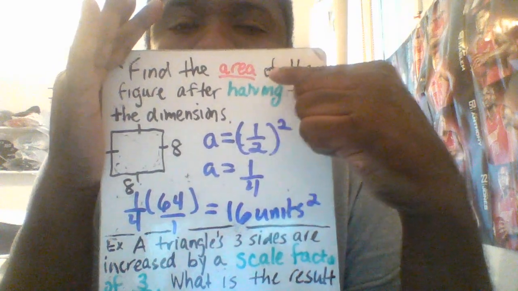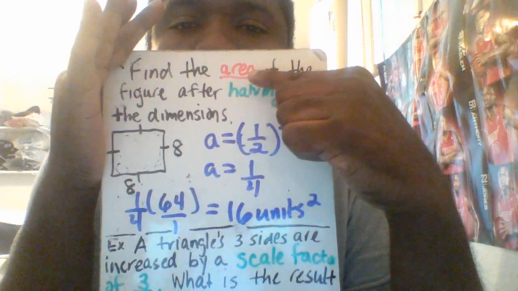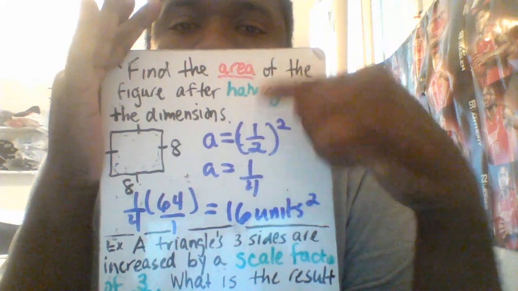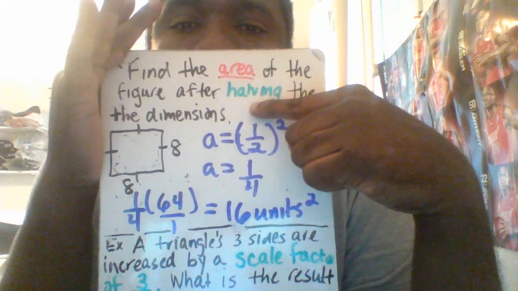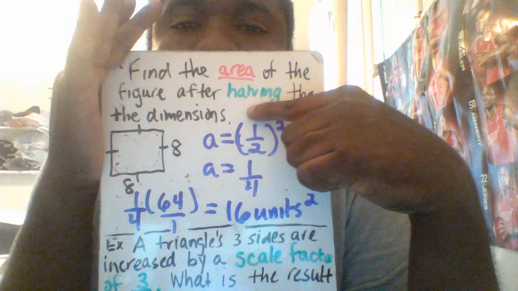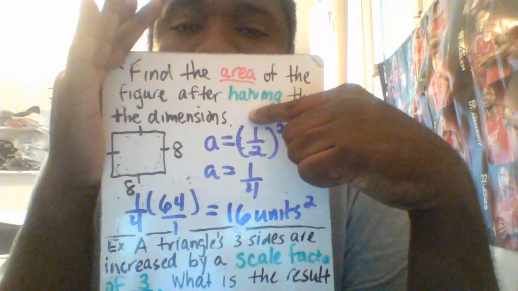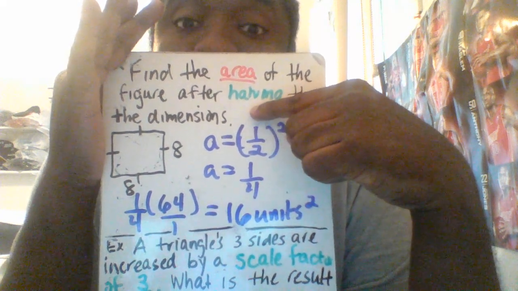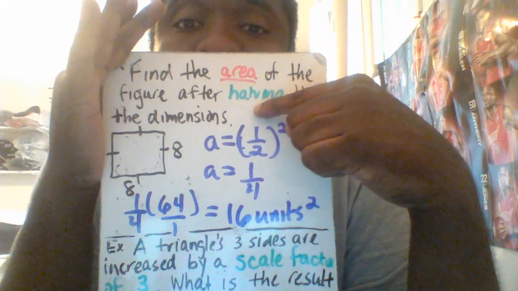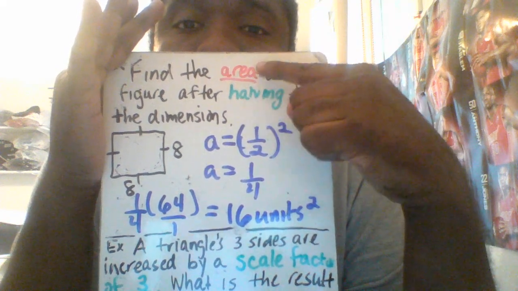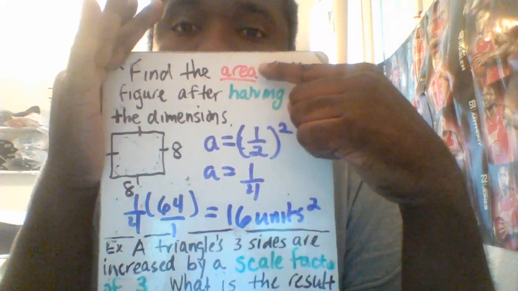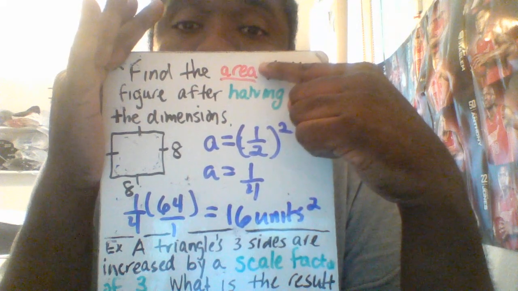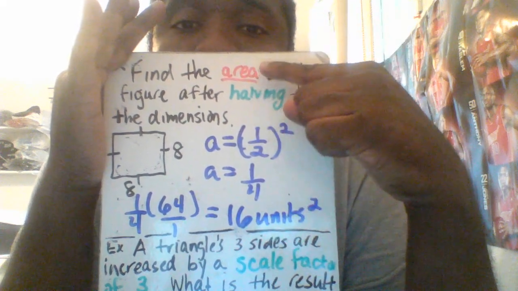And as you notice in all these questions, I have what I'm looking for in red, and our scale factors in green. Okay, so that's good to know for the questions that are in the quizzes game. The scale factors are in green, and what you're looking for is in red. Okay, so we know we're dealing with area.